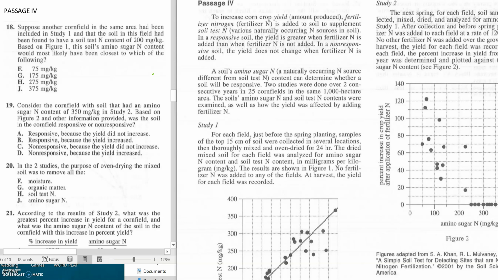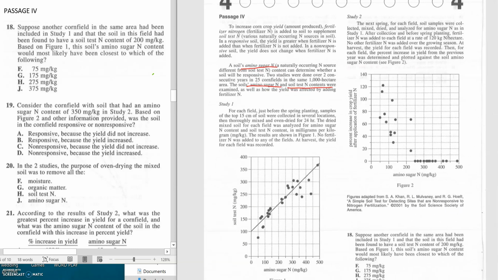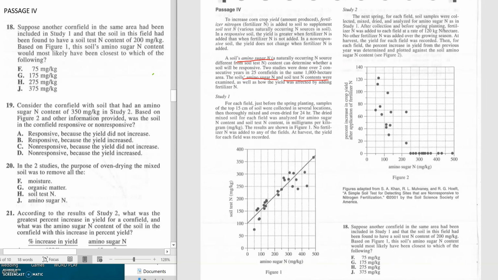And then this just talks about amino sugar. I'm just trying to get words so that I can match the words in the question to here. Two studies were done. Amino sugar and soil test N were examined. So I'm not trying to understand it, just trying to get my bearings really. So let's put this down and see where we go. On to the questions.